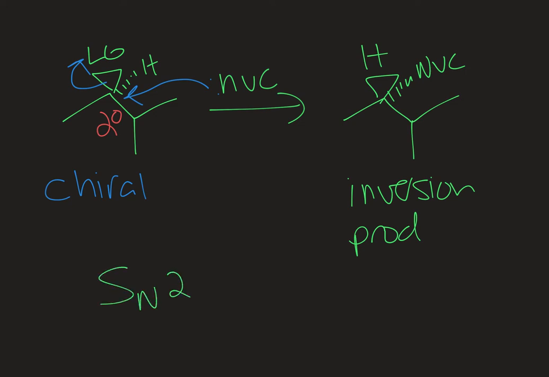So if you start with a chiral starting material and you get a stereospecific reaction, then you know that that's an SN2 mechanism that was proceeded through, because the only way I can get just one stereoisomer is if it's a concerted attack. So this is what we call a stereospecific reaction, because you start with one stereoisomer and you get only one stereoisomer on the other side.